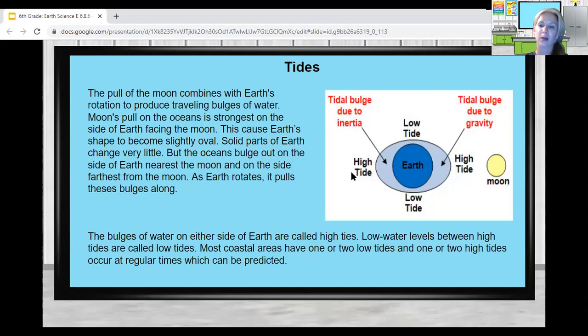So here is a picture, and it shows you the tidal bulge due to gravity, just similar to the last picture. And you can see the low tides occur here. The highest tides occur on the side facing the moon, and then opposite of that. And you have to remember the Earth is also spinning, and that is causing those waters to move and to create those bulges from the gravitational pull of the moon.